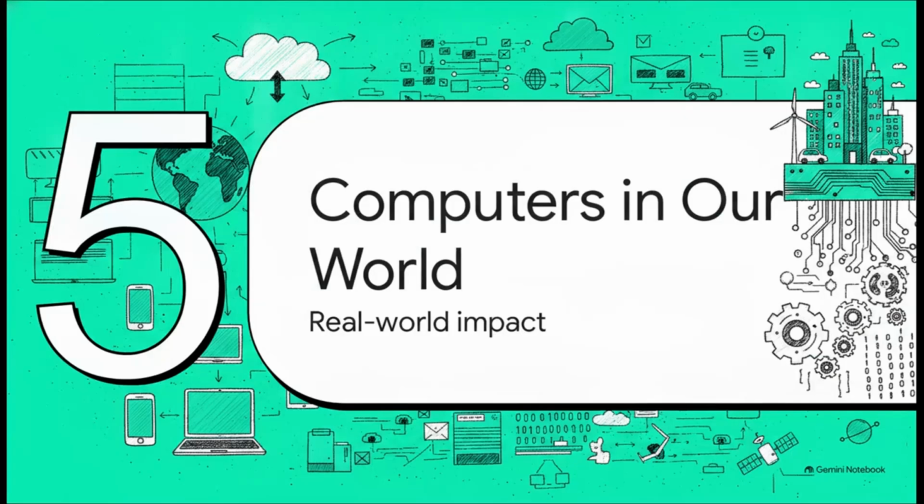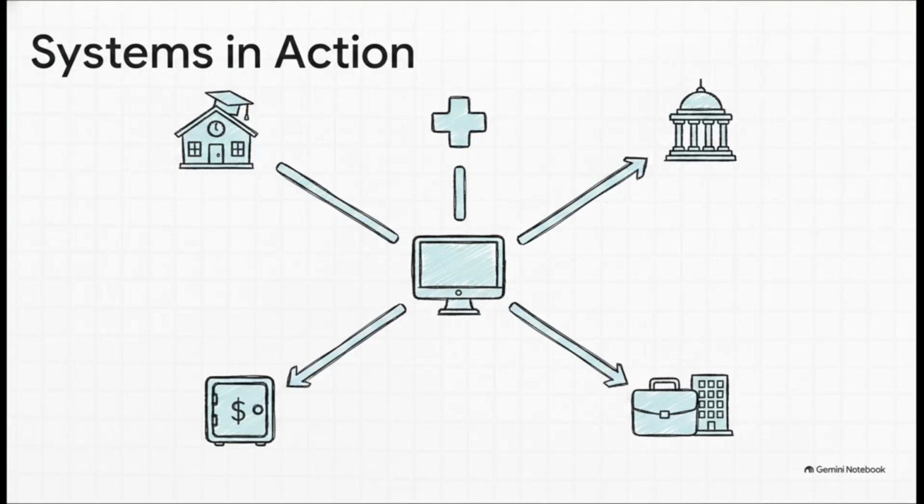Moving on to Section 5, computers in our world, real-world impact. Because they are so incredibly efficient at managing information, these systems literally form the backbone of modern society. Schools use them for global digital learning. Banks process millions of secure transactions every single second. Hospitals rely on them for life-saving monitoring. And global businesses, well, they run their entire operations through them.